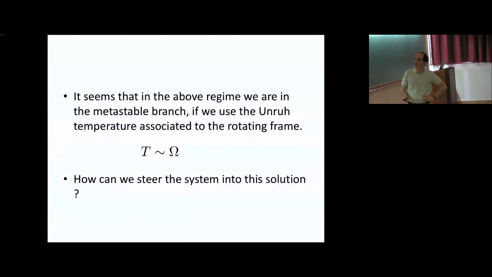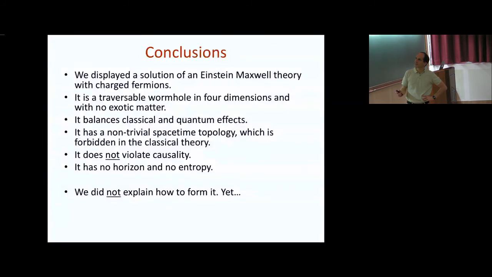Okay, so conclusions are that we display this solution of an Einstein-Maxwell theory with charged fermions. It's a traversable wormhole in four dimensions with no exotic matter. So even the fields of the standard model are good enough for this. It balances between classical and quantum effects. It has non-trivial space-time topology, which is forbidden in the classical theory, but it's allowed in the quantum theory. They do not violate causality, so all of this is compatible with causality. It has no horizon and no entropy. And we did not explain how to form it. So, thank you.